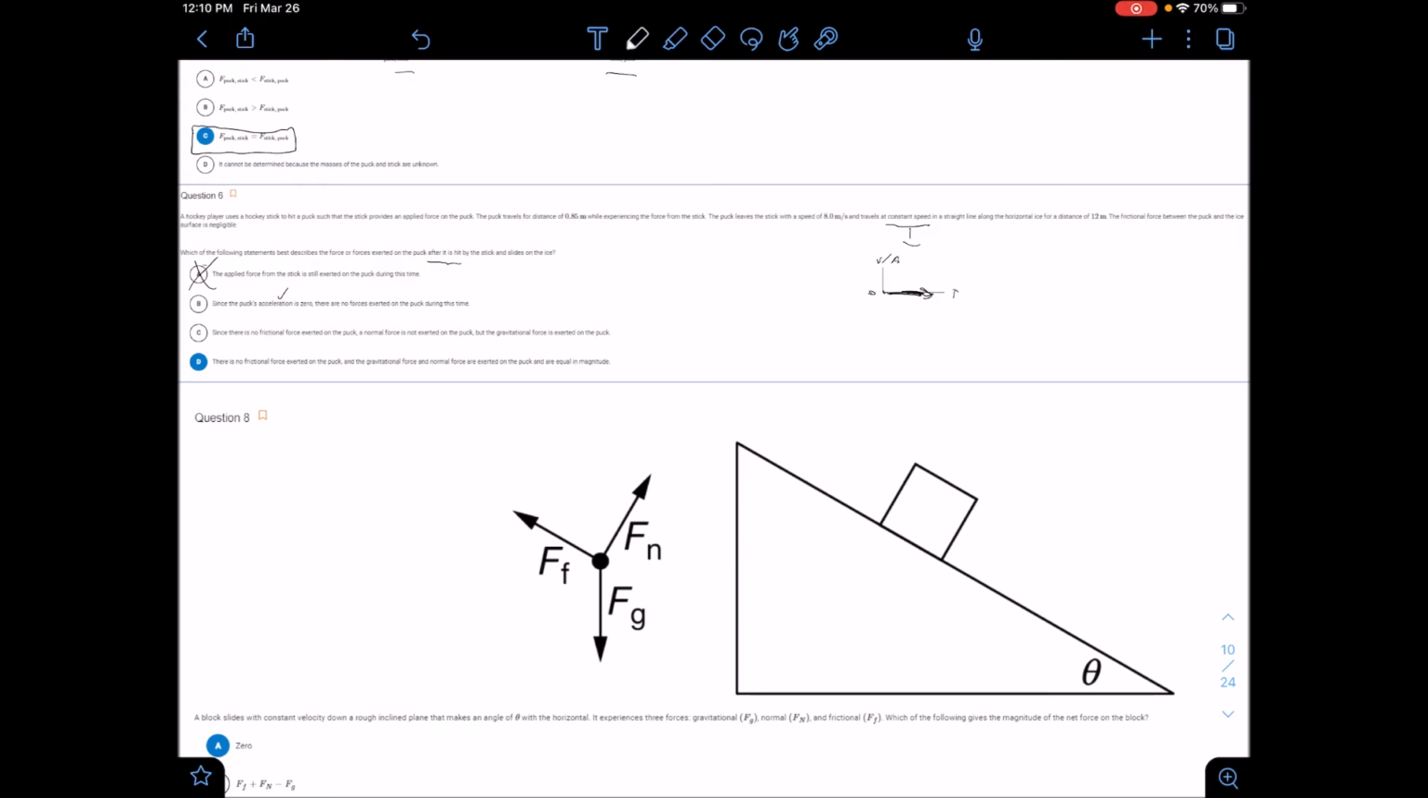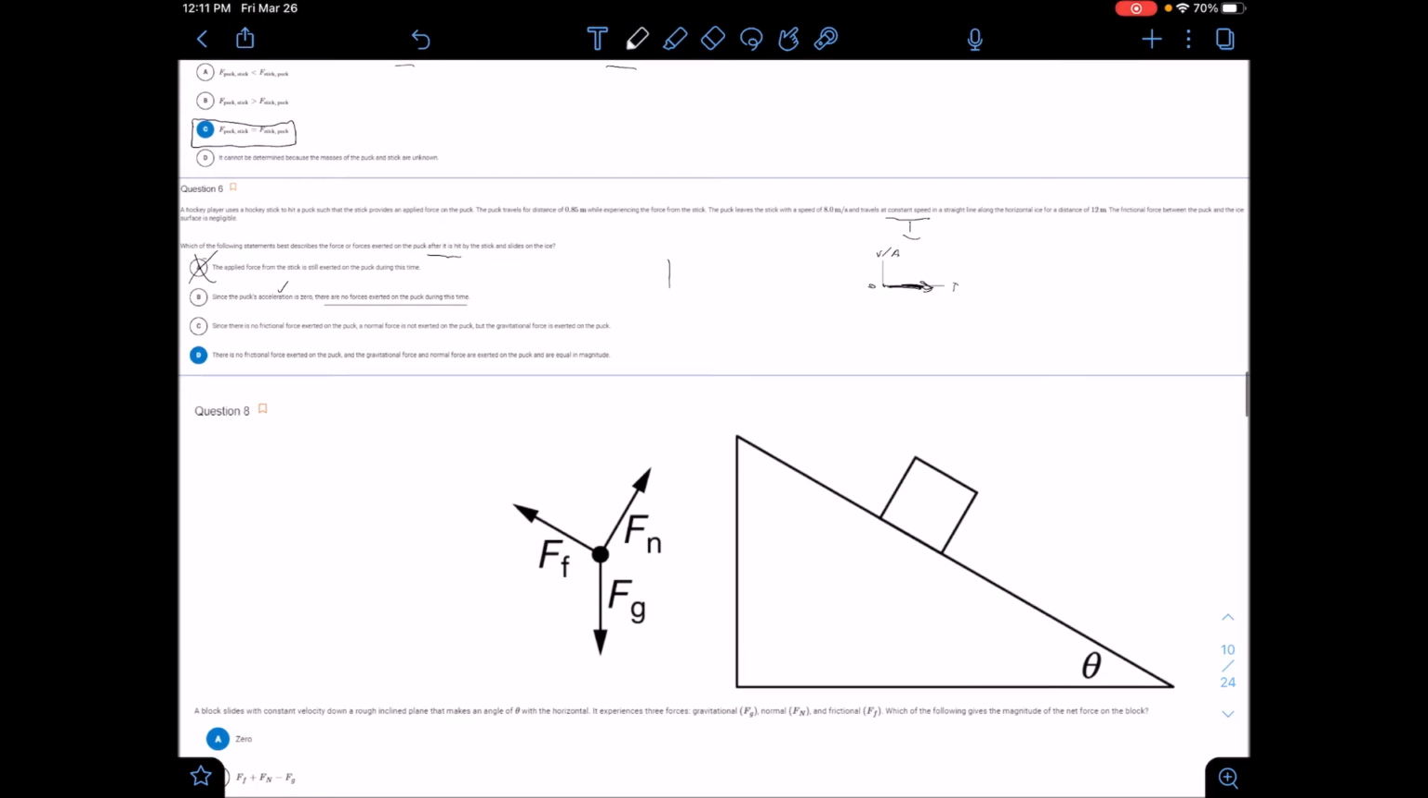So yes, this part is true, but it says that there are no forces exerted on the puck during this time. The thing is, the question never states that the puck is massless or the puck's mass is negligible. It only says that the frictional force is negligible. So that still means that there is a weight force and there is a normal force. Thus, there are forces still exerted on the puck during this time. So, although the first part is true, the second part isn't, which makes the statement false.